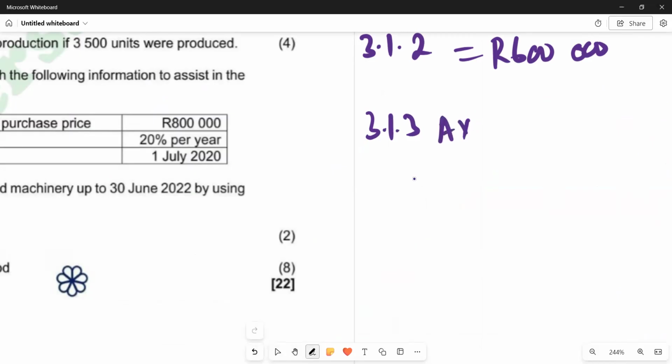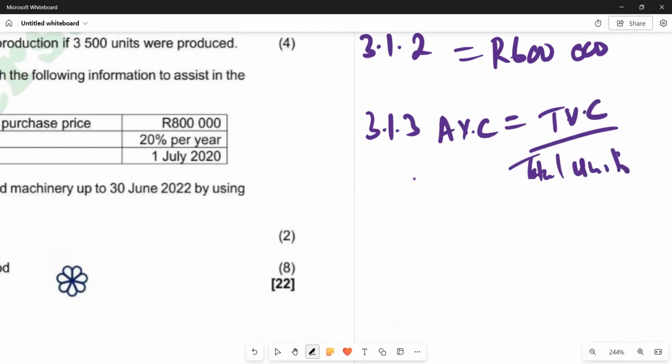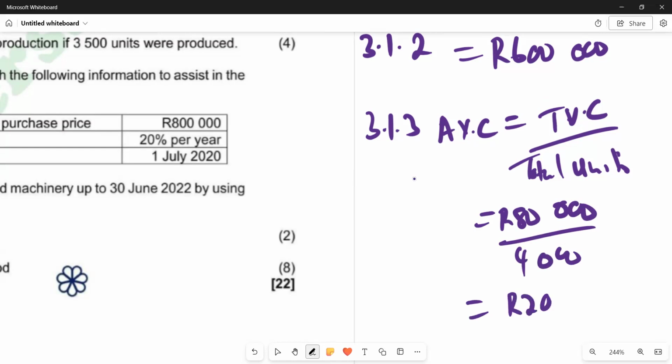Here we have average variable cost, whereby we say total variable cost over total units, of which the total variable cost is 80,000 rands and the total number of units is 4,000. That leaves us with 20 rand per unit. This is the variable cost per unit. Now we'll move on to the next one.